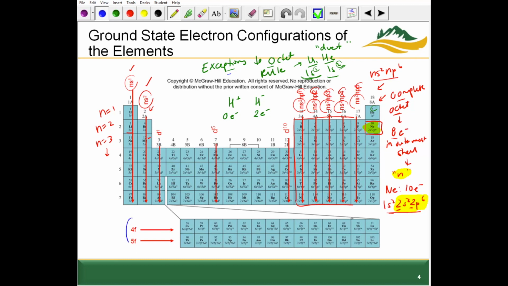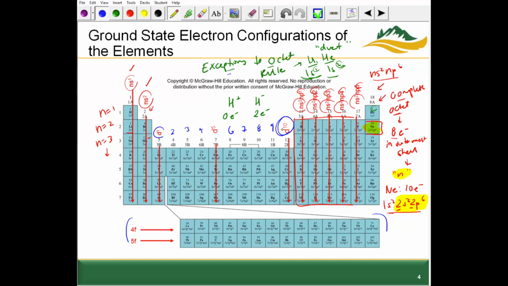Then for the F block elements, those are here. For the D block elements, we're going to fill d1, so 1 electron here, 2 in the d orbitals, 3, 4, 5, then 6 electrons in the d orbitals, 7, 8, 9.